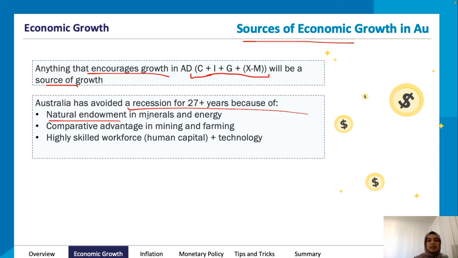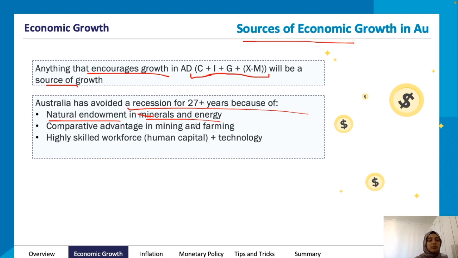Natural endowment in minerals and energy. We have a lot of minerals and energy that we're able to either dig up from the ground as minerals, or we just have a lot of those resources available which we can sell off and make a lot of money out of. Comparative advantage in mining and farming. We're able to do it better than most economies in the world, and so most economies will just buy it from us. And a highly skilled workforce.